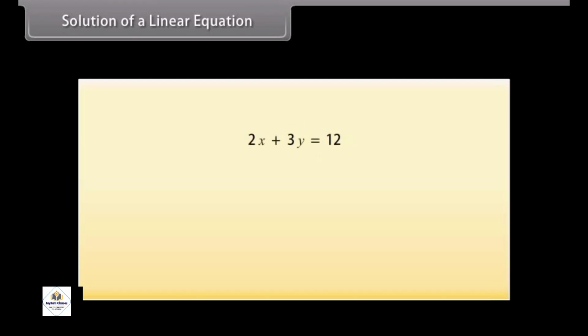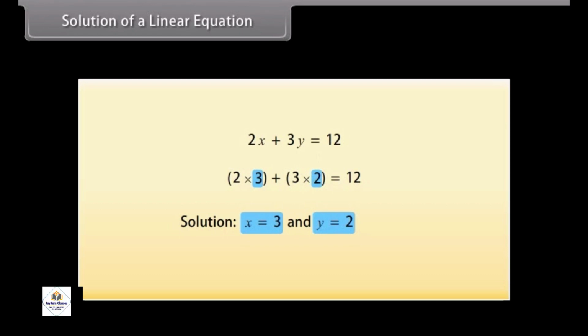Let us take the equation 2x + 3y = 12. Here x = 3 and y = 2 is a solution, because when you substitute x as 3 and y as 2 in the equation above, you find that the answer becomes 12. We can also write this solution as (3, 2), because the value of x here is 3 and the value of y is 2. Similarly, (0, 4) is also a solution for this equation, because when you substitute x = 0 and y = 4, you find that the answer becomes 12.